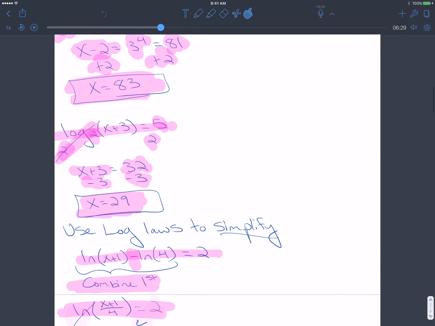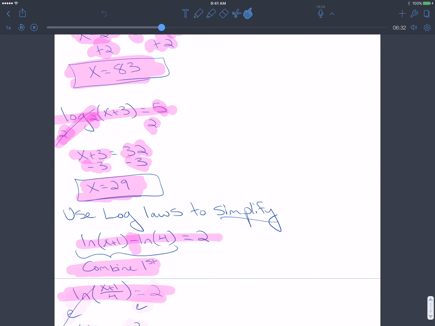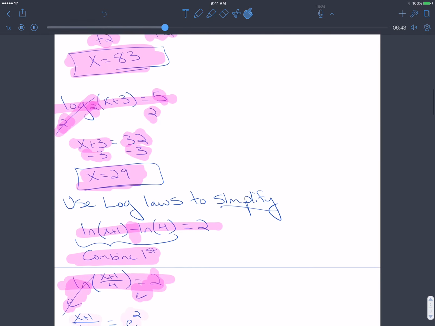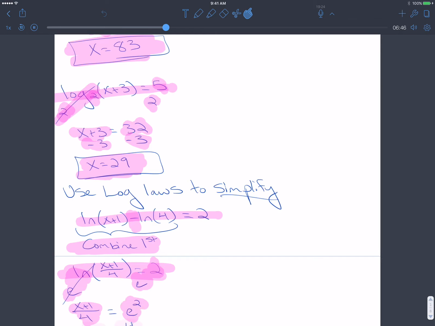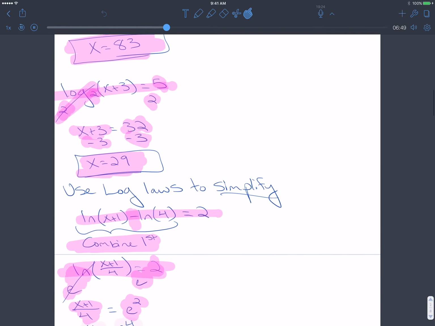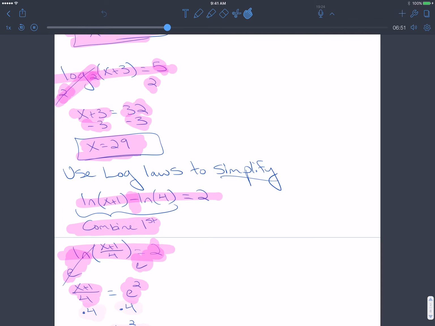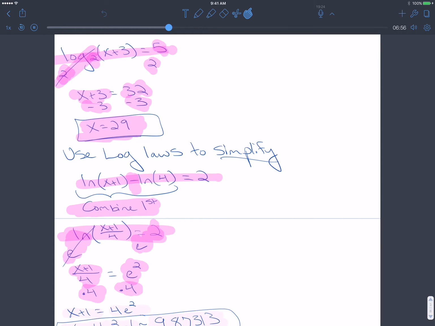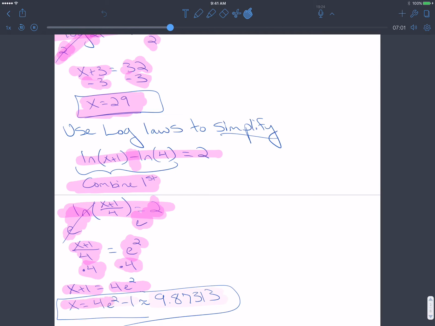Now that I just have one logarithm on that side, I can use that base, which again from last section we know is base e. E to the natural log of x plus 1 over 4 is equal to e to the 2. So then I have x plus 1 over 4 is equal to e to the 2. Solve for x. Now it is your normal algebra. Multiply by 4 on both sides, and you have x plus 1 is equal to 4e squared. Subtract 1 from both sides, and you have x is equal to 4e squared minus 1, which you can plug into your calculator now.